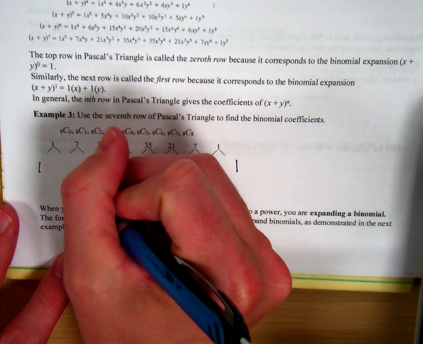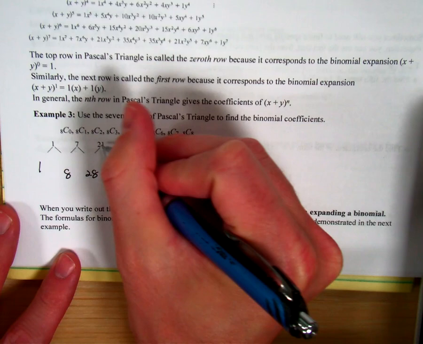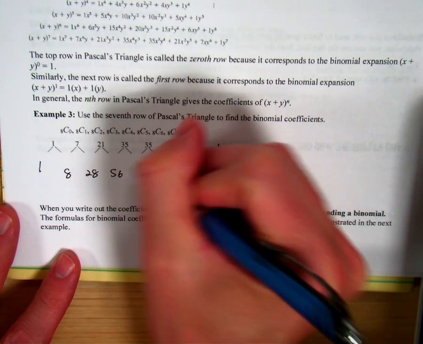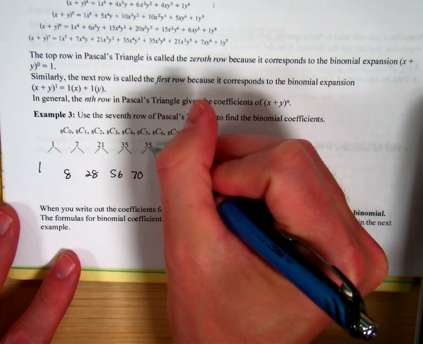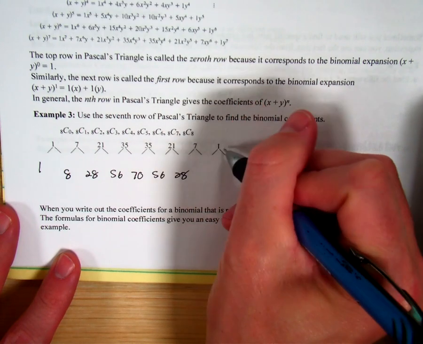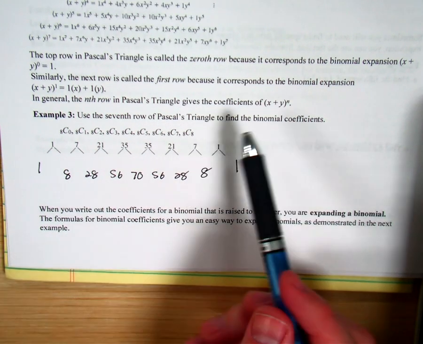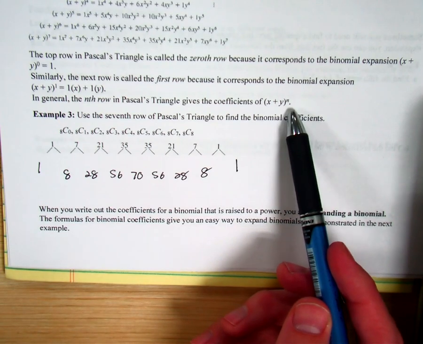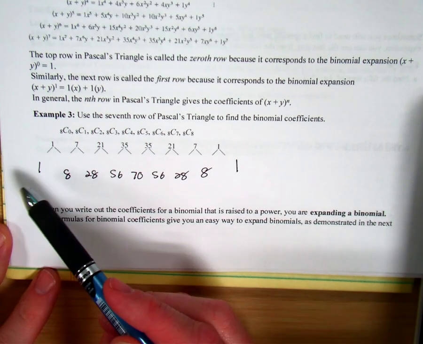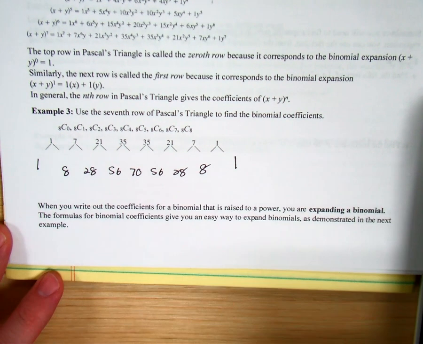Alright, 1 and 7 should make 8. 7 and 21 is 28. 56. 70. 56. 28. And 8. So if you were doing parentheses to the 8th power, a binomial to the 8th power, your first coefficient would be a 1, then we'd have 8, and these would all be the coefficients of all the spots as you go.